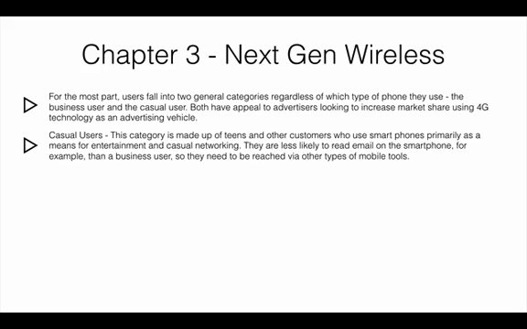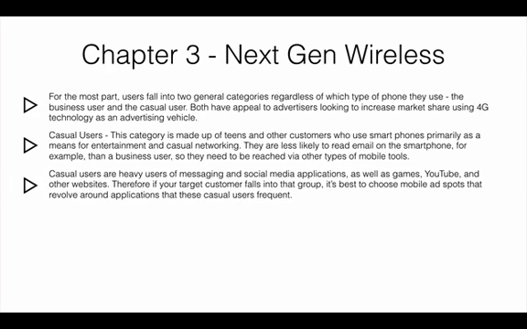Let's look at casual users first. Now, this category is made up of teens and other customers who use their smartphones primarily as a means for entertainment and casual networking. They're less likely to read email on the smartphone, for example, than a business user, so they need to be reached via other types of mobile tools.